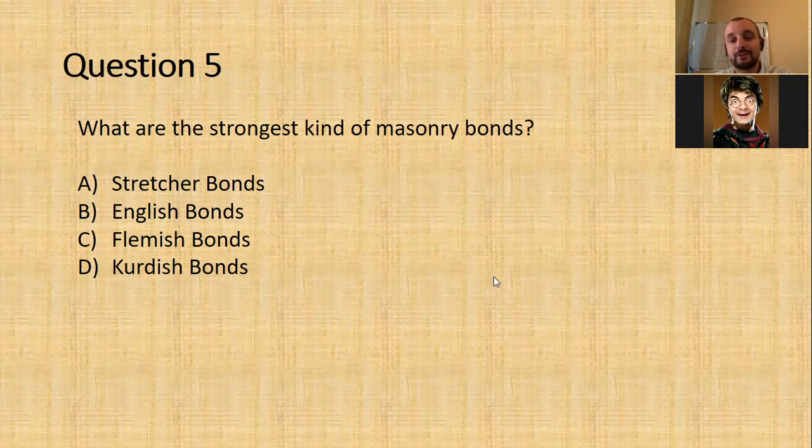Okay. Kurdish bonds don't exist, but if they did exist, I'm sure they would be the strongest kind of masonry bond. We could call them Peshmerga bonds or something.